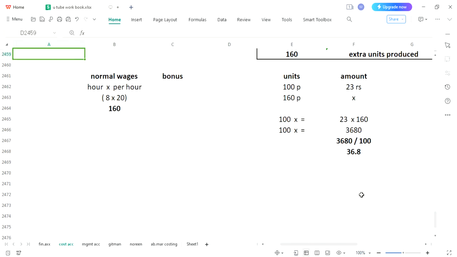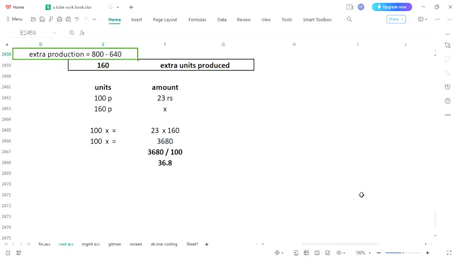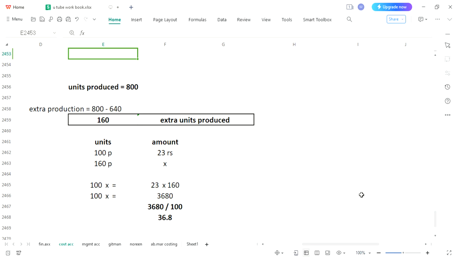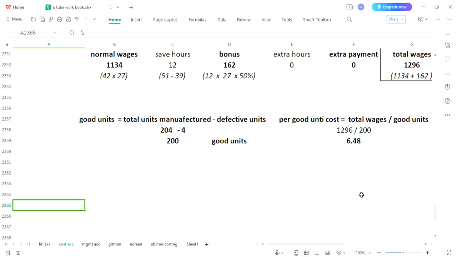Here is our question. For 100 pieces, 23 rupees would be given, and 160 extra units are made. Let's check it out. Yeah, everything is okay. So for 100 pieces, how much amount? 23 multiplied by 160. Yeah, it's okay. That means the answer in the book is wrongly put.